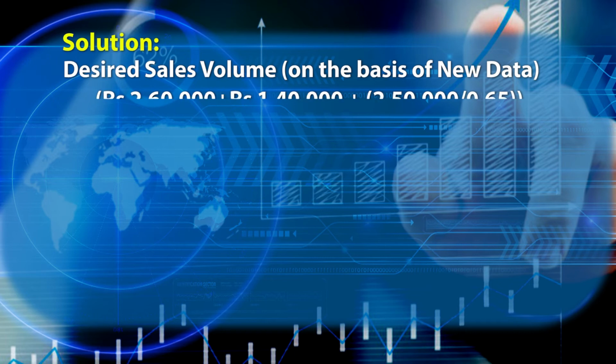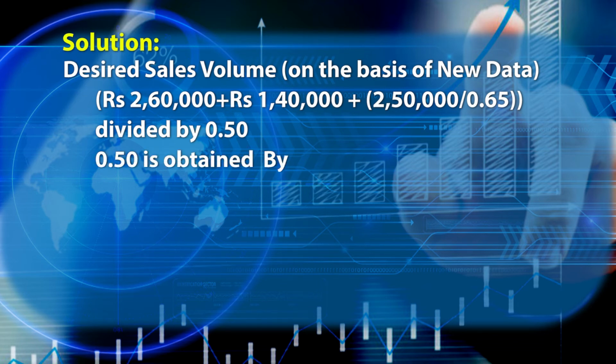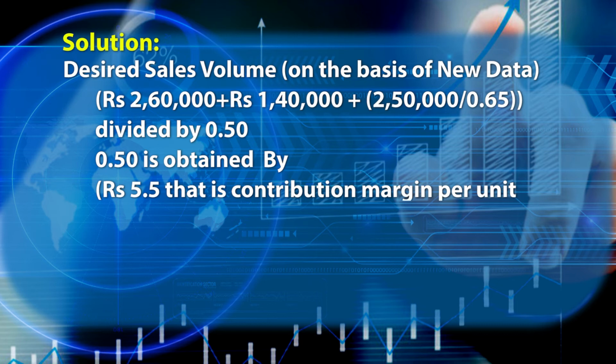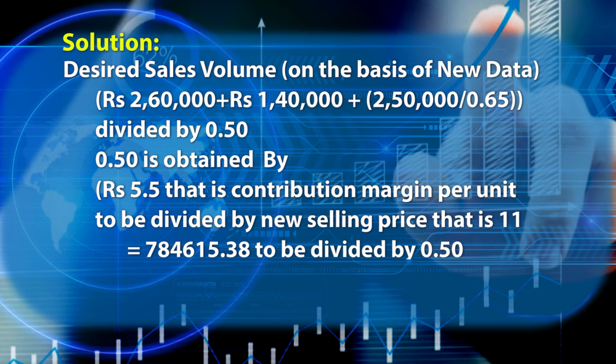Let's solve this where there is incorporation of changes in more than one variable. Desired sales volume on the basis of new data. Substituting in the equation, rupees 2,60,000 plus rupees 1,40,000 plus 2,50,000 divided by 0.65, divided by 0.50. 0.50 is obtained by rupees 5.5, that is contribution margin per unit, divided by new selling price, that is 11, which will give you 7,84,615.38 divided by 0.50.